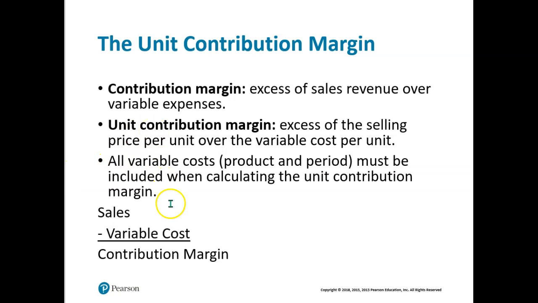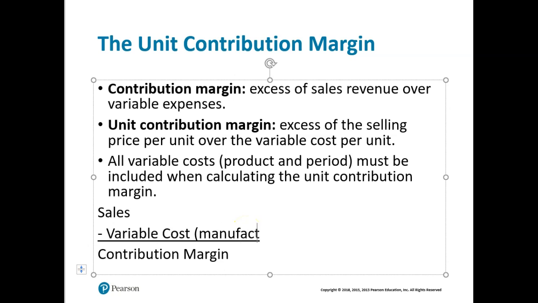And what we do is we include both product and period costs in this variable cost. So it's not just variable cost of goods sold. So you can think of it as manufacturing and non-manufacturing.